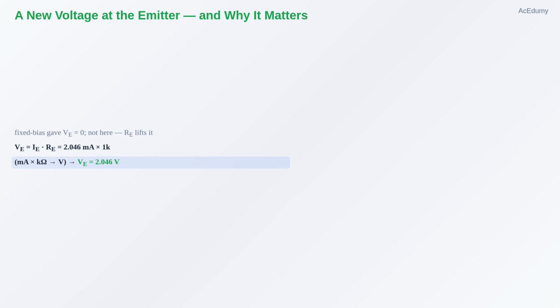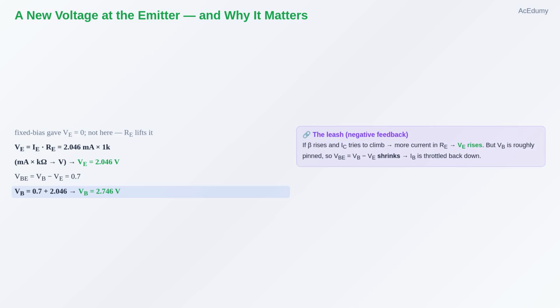And the base, use the junction we trust. V sub BE is V sub B minus V sub E, and it equals 0.7. So V sub B equals 0.7 plus V sub E, 0.7 plus 2.046, which is 2.746 volts.